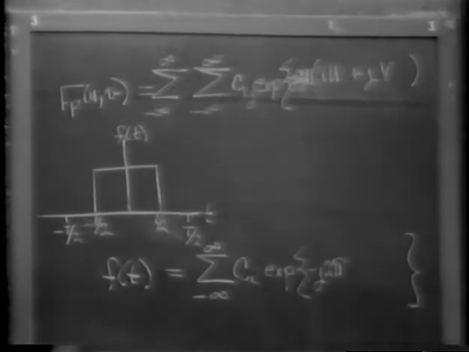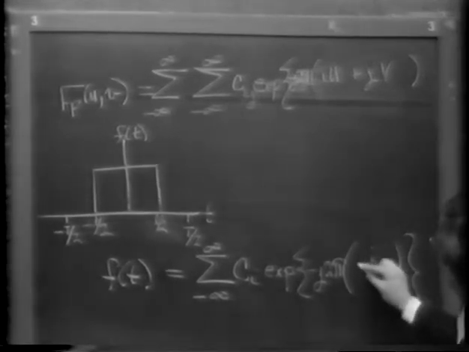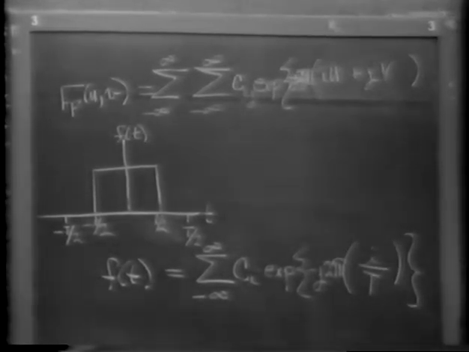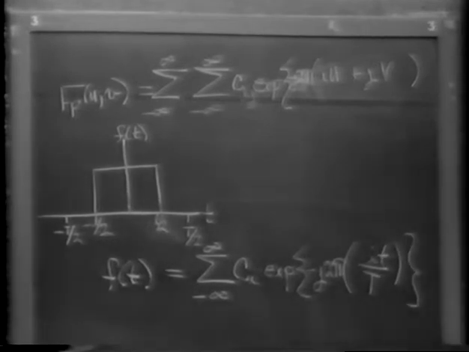What would this be? Is it i over capital T, times t? Right. So is that correct for the one-dimensional case?